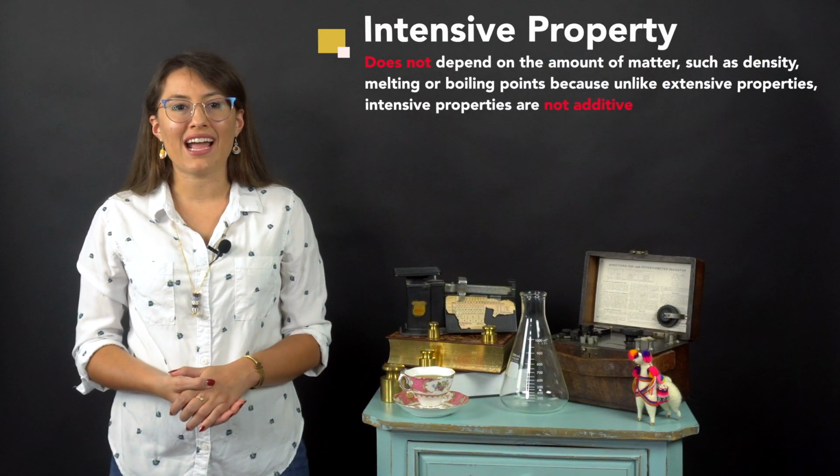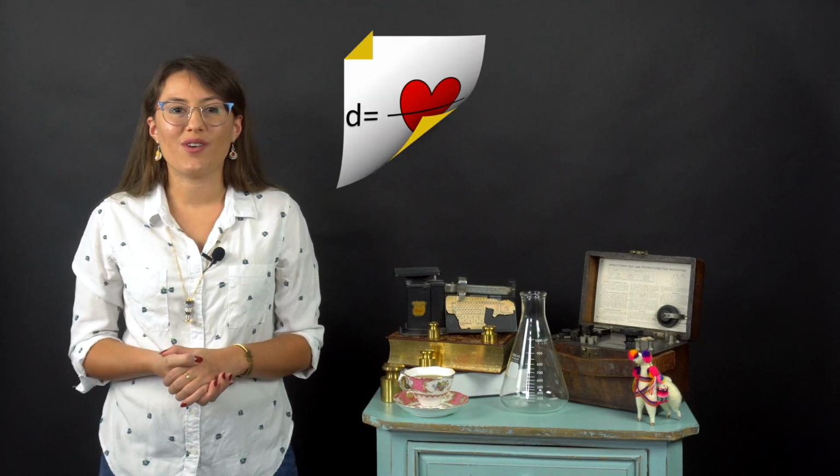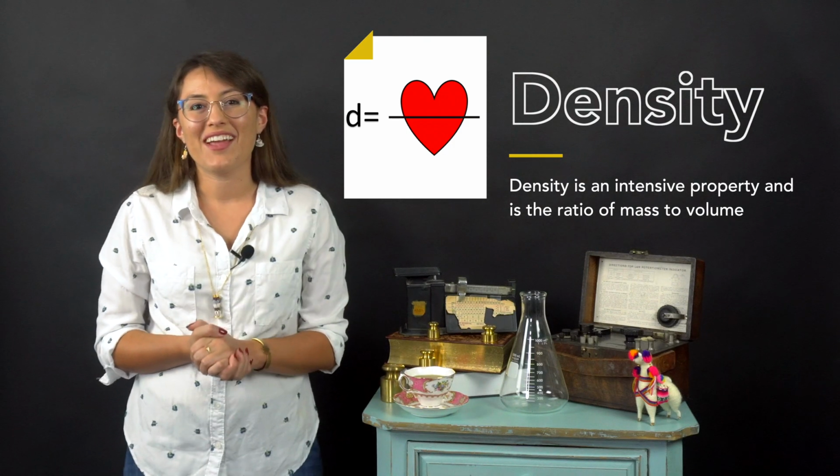We mentioned earlier that density is an intensive property and did not go into detail what it means. Density is the ratio of mass to volume, which can be easily remembered by density is equal to a broken heart. When you mix oil and water, the oil typically floats on top of water because it has a smaller density than water. In addition, density can be used to identify a pure substance because it is a physical property.